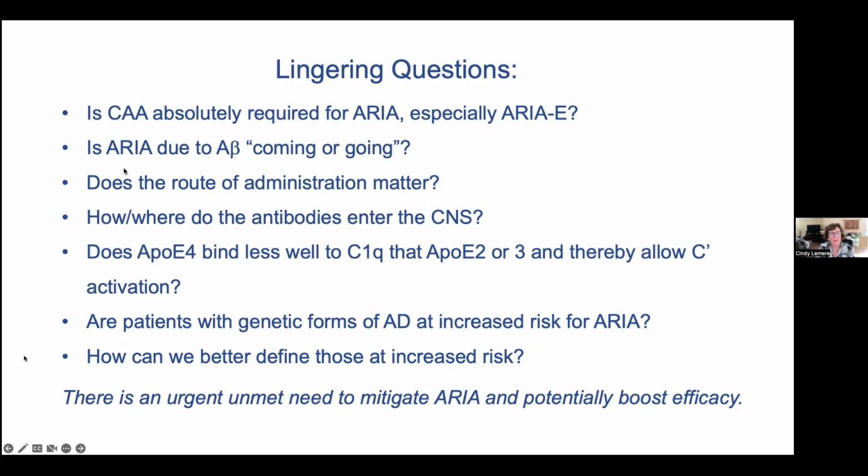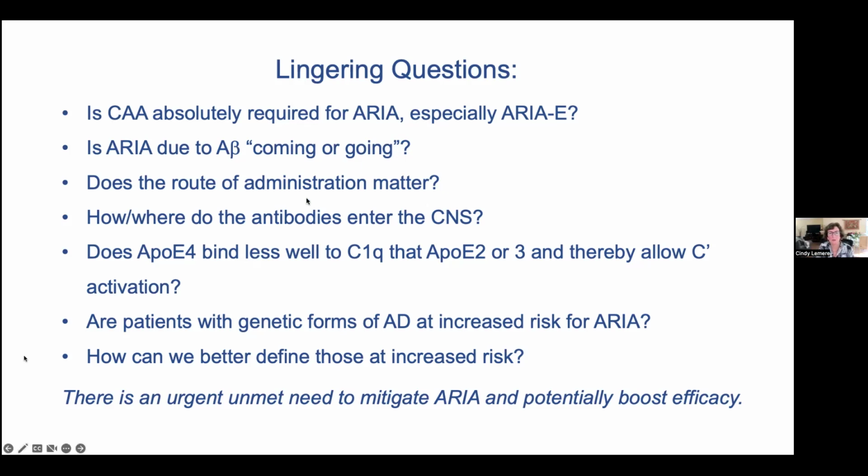The other question is, is ARIA due to A beta coming or going? Is it the A beta antibody coming into the vasculature and inducing ARIA at that point? Or is it really that the antibody is going into the parenchyma, solubilizing A beta, pulling it to the vasculature, and the vasculature is getting overwhelmed, and that's why we're getting the inflammation? So we're definitely working on that right now.